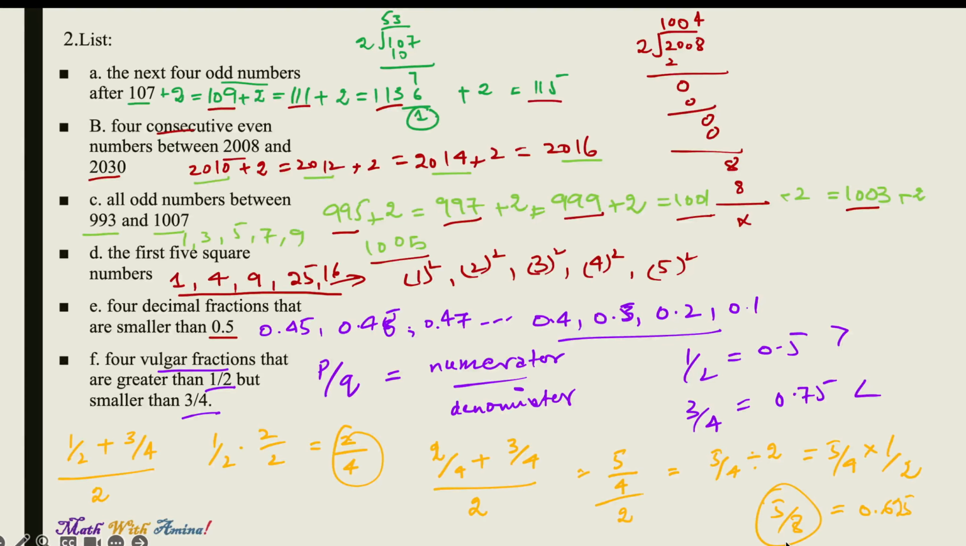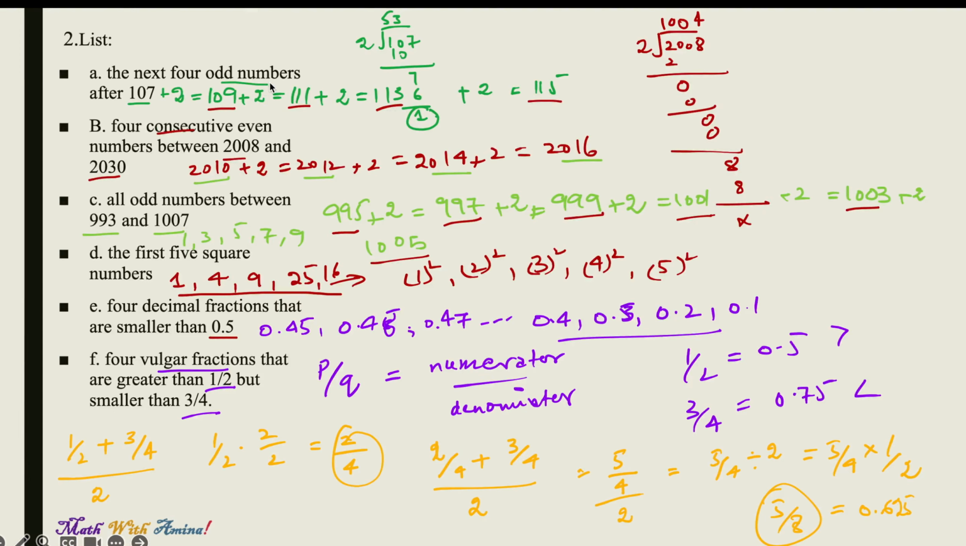We will continue with our second question, which asks to enlist the next four odd numbers after 107. I have solved all the parts of this question so that we can cover it in less time. So the next four odd numbers after 107.